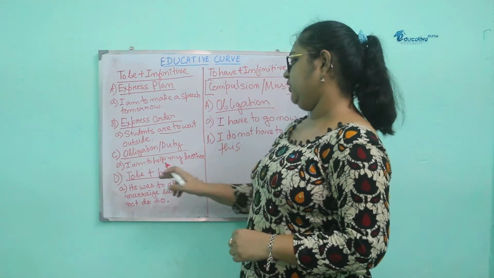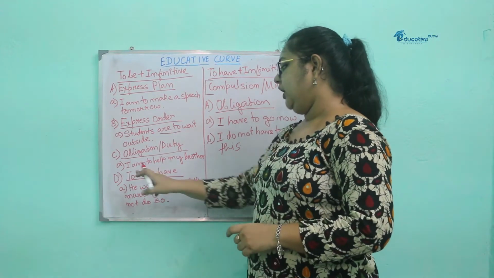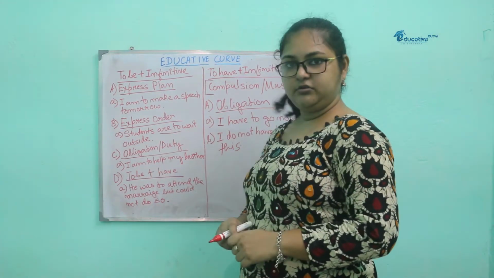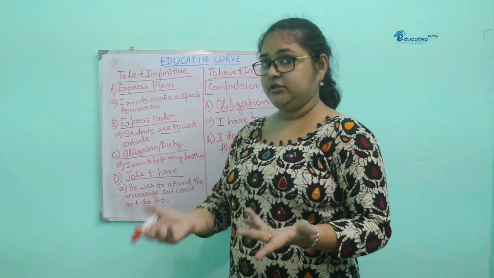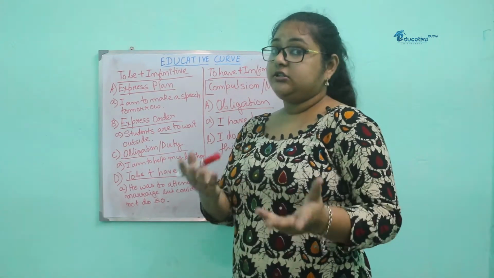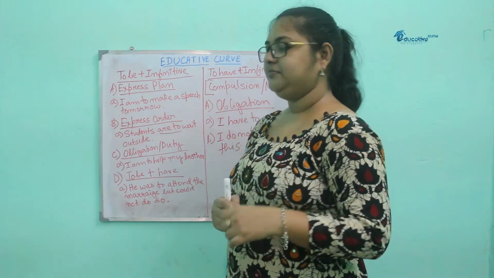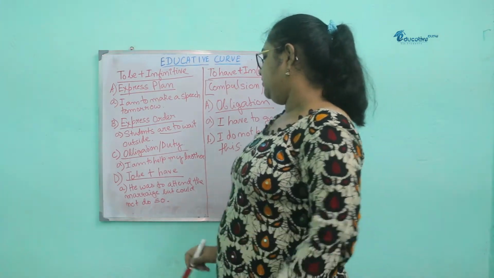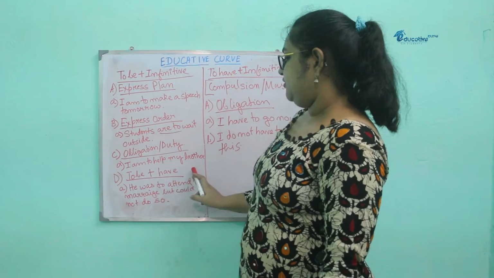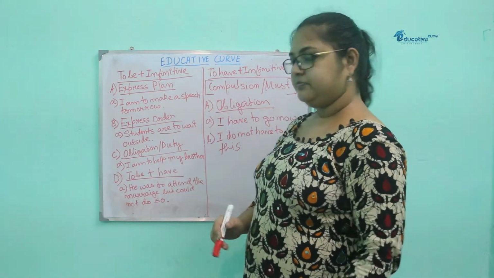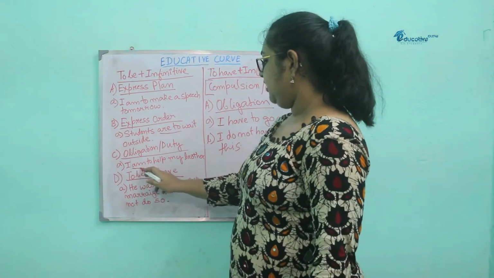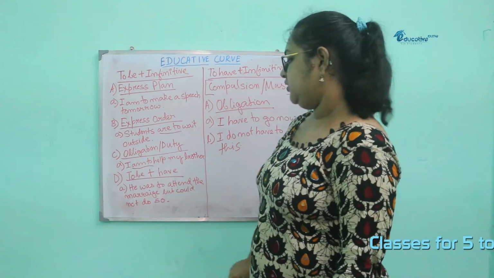Okay? Now obligation and duty. I am to help my brother. Okay? So it is our duty to help our brothers and sisters in any way we can. After all, their benefit will benefit us, right? So I am to help my brother means it is my duty or my obligation to help my brother. So I am using am to.